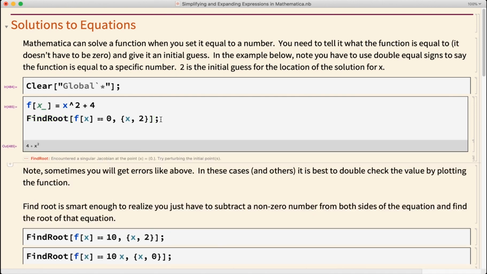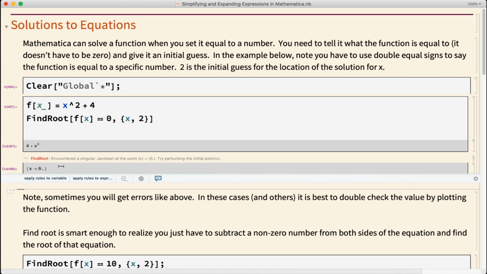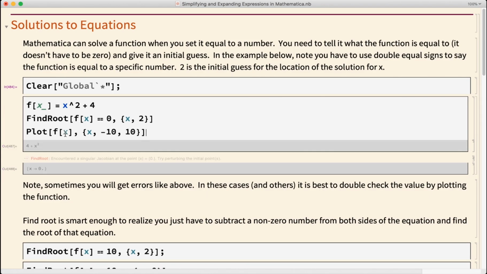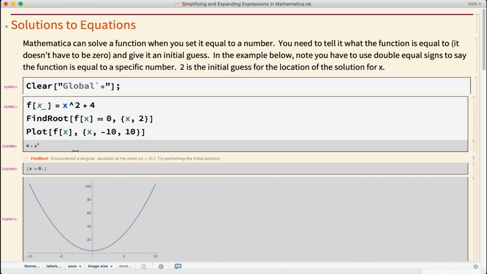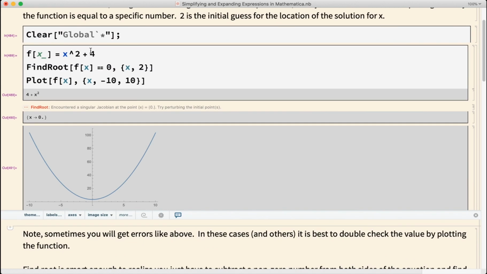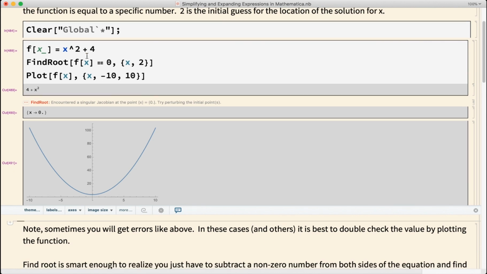So I'm going to run this, and I get an error. In fact, I can get rid of this semicolon, and I don't get anything out, I just get an error: "Encountered a singular Jacobian. Try perturbing the initial points." So I'm going to plot this just to see what's wrong. Notice when I plot the function, I find that, of course, this quadratic function never crosses 0. So there is no point where the function equals 0. I've sent the computer on a fool's errand. You can't find the solution to a function that does not exist.